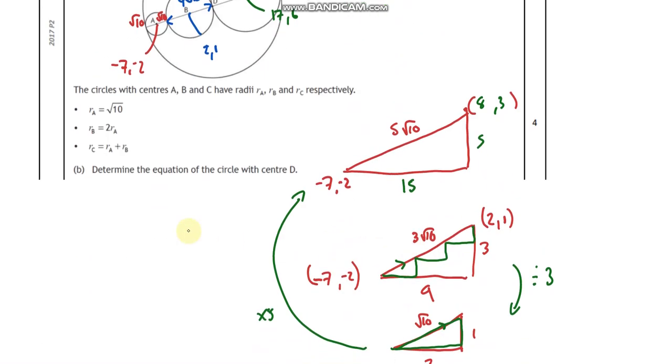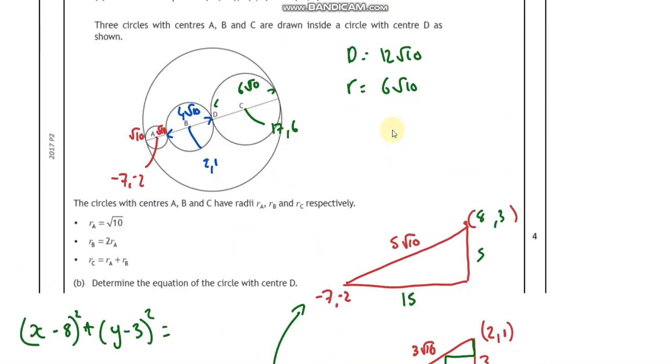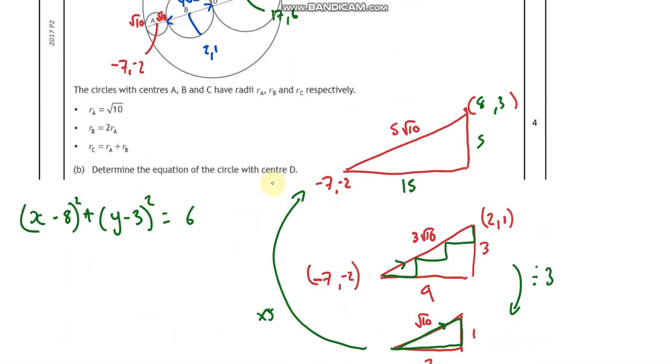So I've got x, take away 8, so we change the sign, don't we? x minus 8 squared plus y, take away 3 squared, and that's equal to the radius squared, which is 6 root 10. So 6 root 10 squared. So that's going to give me 36 times 10, which is 360. So there we go.